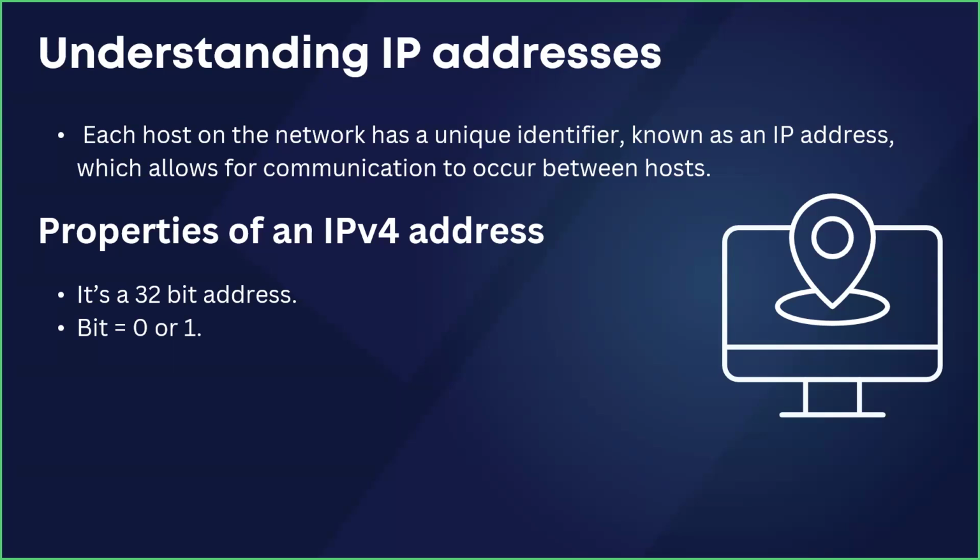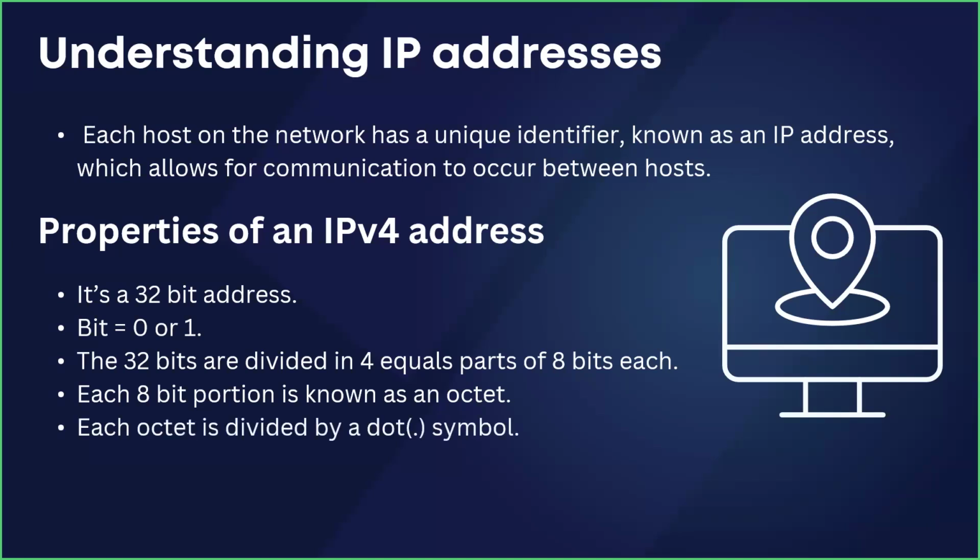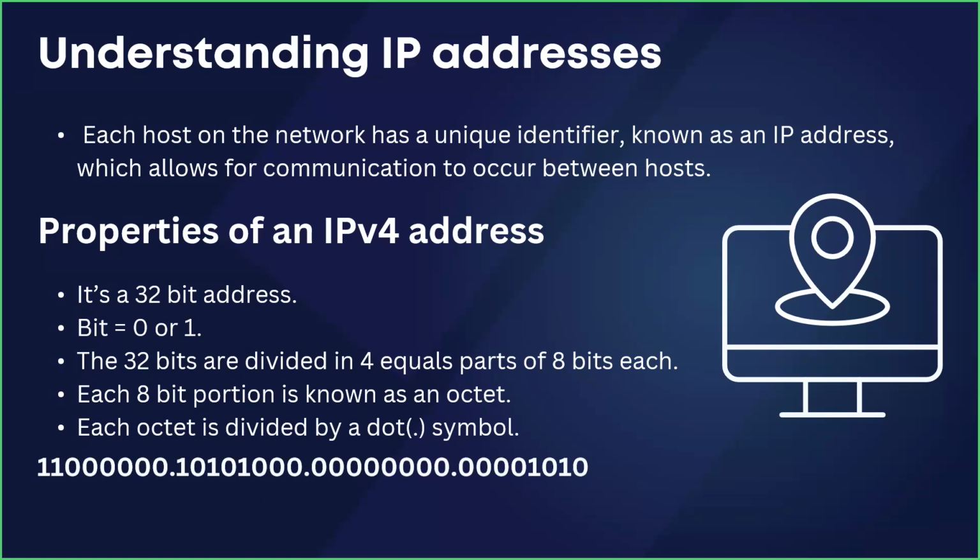This entire 32-bit address is divided into four equal parts. Each part consists of 8 bits, and that part is known as an octet, octa in the sense of 8. So your entire 32-bit address is divided into four 8-bit portions, each called an octet, and each octet is separated by a dot symbol. This is what your typical IPv4 address looks like in the language of zeros and ones, commonly known as binary language. There are 8 zeros and ones, then a dot separating the octet, then another 8, then a dot, then another 8, then a dot, then another 8. So 8 fours are 32 bits in total.